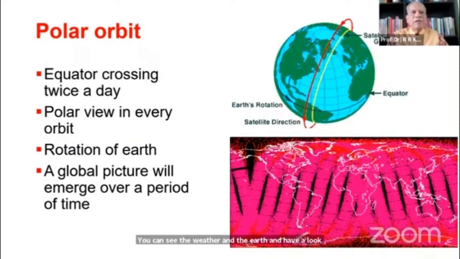The polar orbit crosses the equator twice a day. And in every orbital revolution, it sees the polar view. Now, besides that, the Earth is also rotating within the orbit. So eventually what happens is that we get a global picture over a period of time.